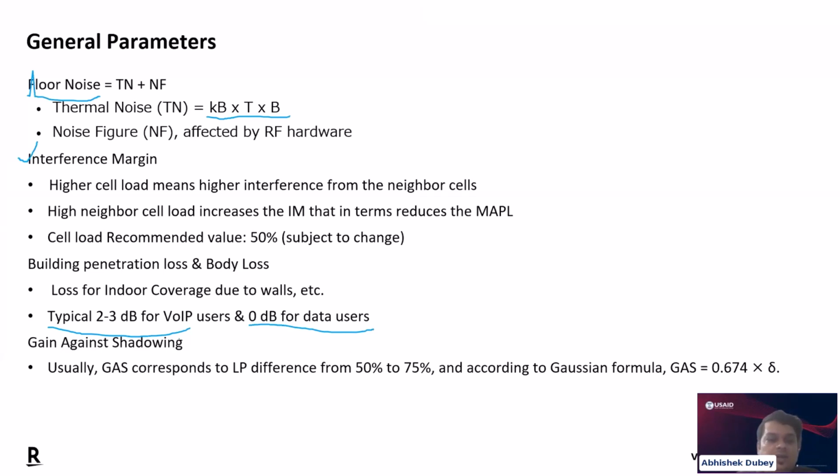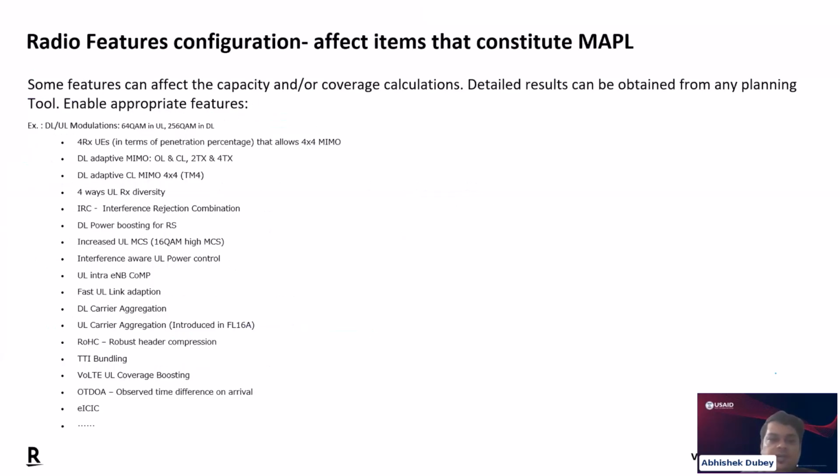And gas, usually gas corresponds to the location probability. LP is location probability, typically from 70 to 75 percent. And according to the Gaussian formula, gas can be calculated; there's a lambda. Lambda is a static value of the Gaussian standard. So through this you can calculate your gas against CDF.